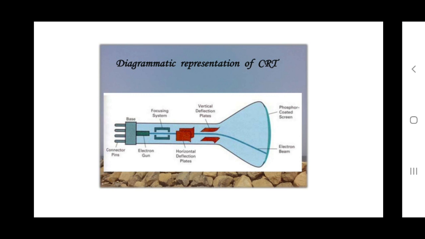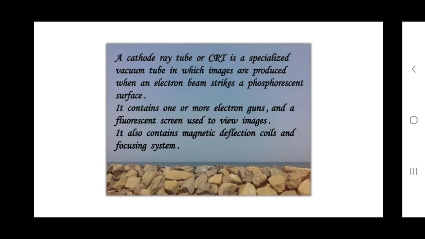A cathode ray tube or CRT is a specialized vacuum tube in which images are produced when an electron beam strikes a phosphorescent surface. As shown in the figure above, we have an electron beam which moves from the starting base to the phosphorus coating image.